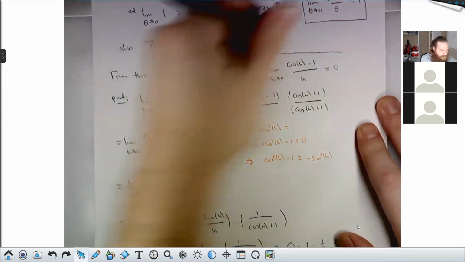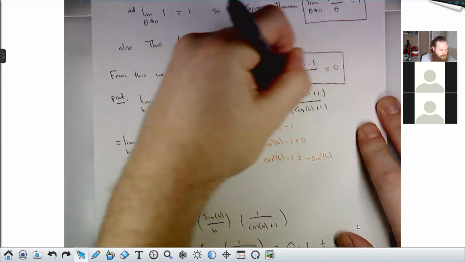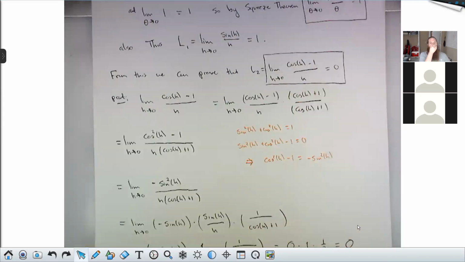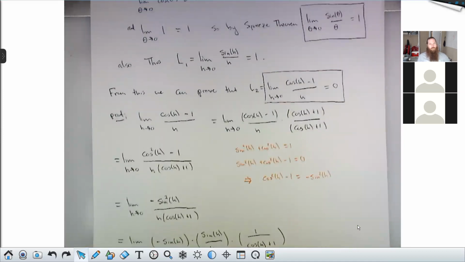All right, but the limit, h goes to 0 or theta goes to 0, whatever variable you want to use, cos h minus 1 all over h, that is 0. So these are your two special trig limits. Gotta hold on to them. The fact that the derivative of sine is cosine is a consequence of this, right? That's what we've seen.